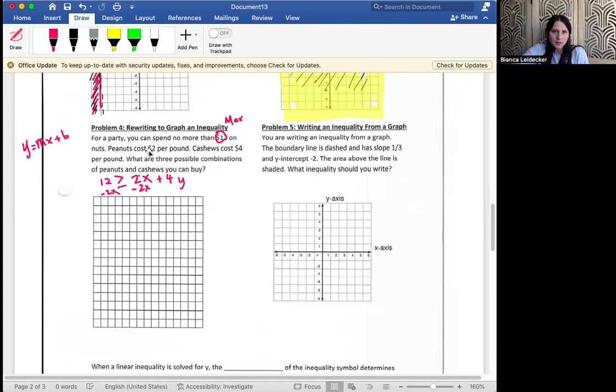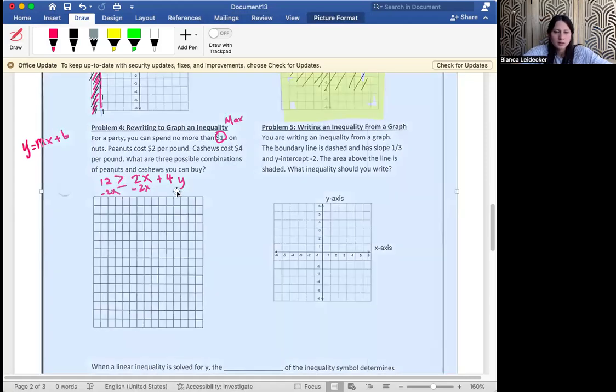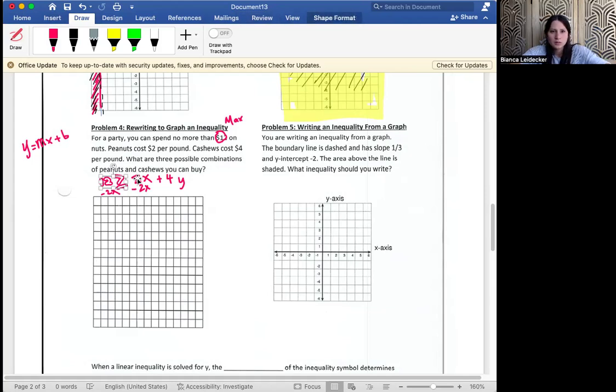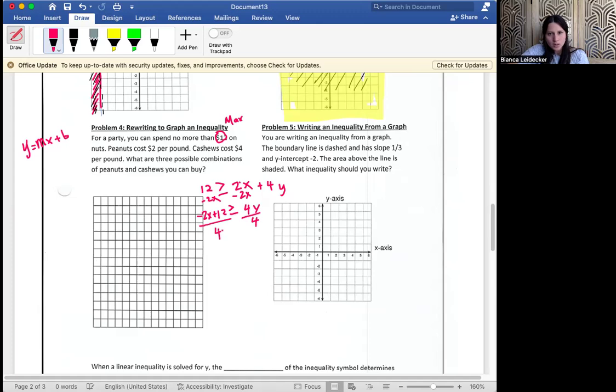And let me see if I can bring all this over here, so we have some more room. Then when I write this, I'm going to write this as negative 2x plus 12 is greater than or equal to 4y. I'm going to divide everything by 4 to get y by itself.